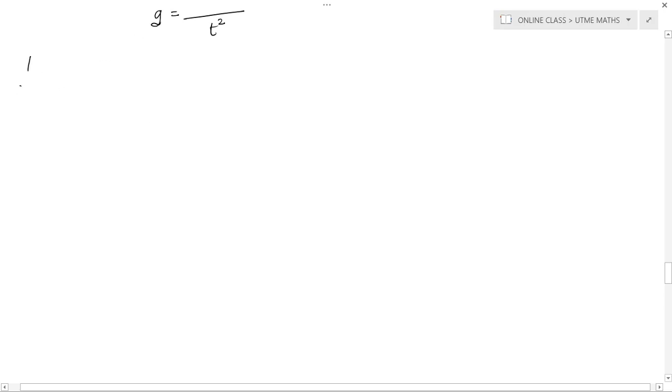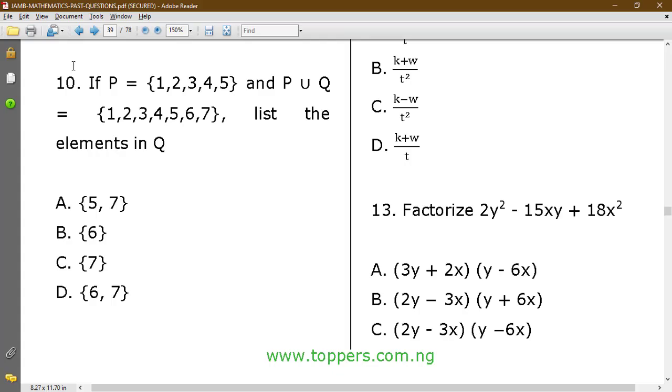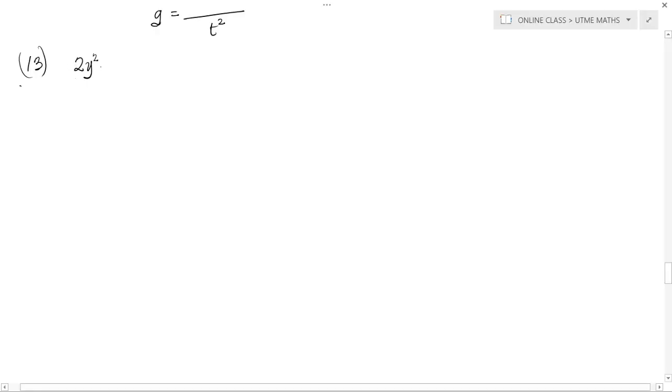So let's see. 13, from what I see there, they said that we should factorize 2y squared minus 15xy minus 18x squared minus 15xy plus 18x squared. Yes, that's right. Now here I'm going to use scissors rule.